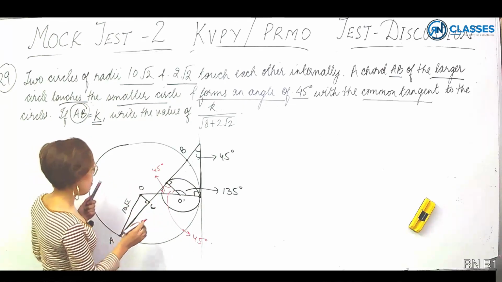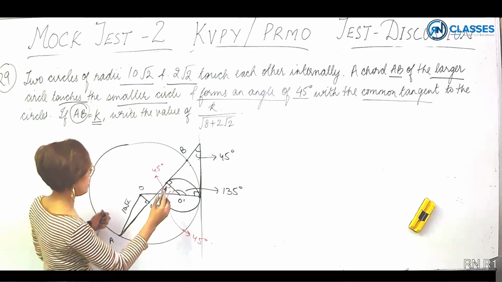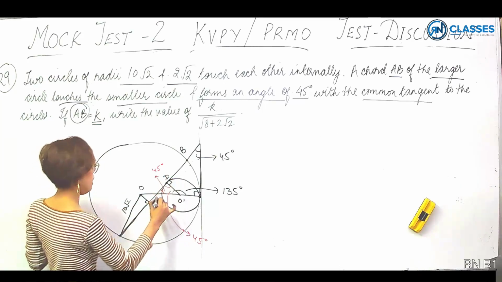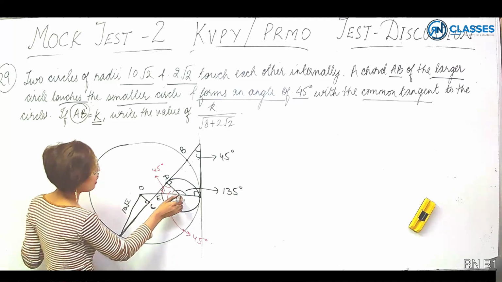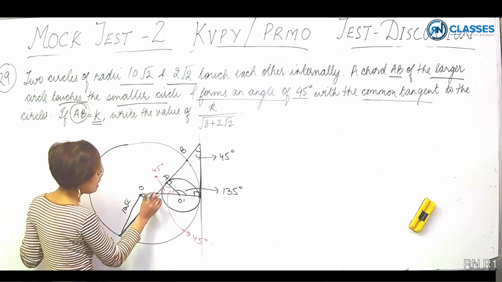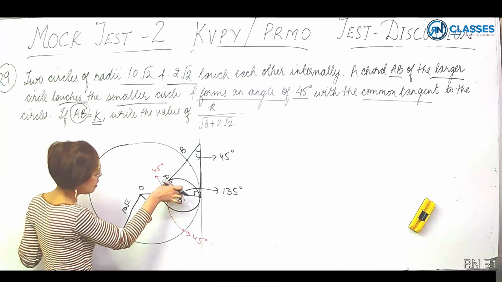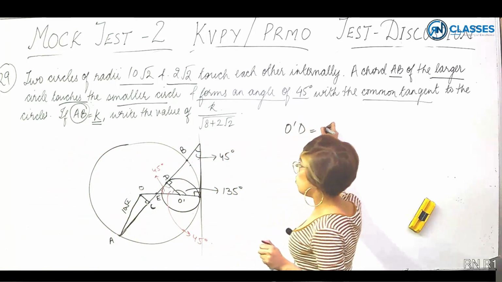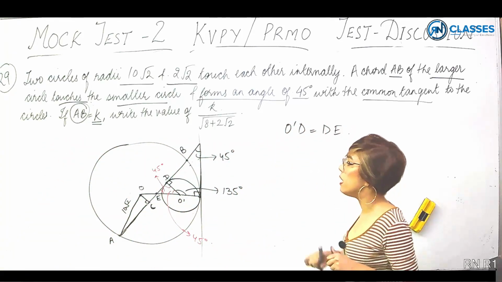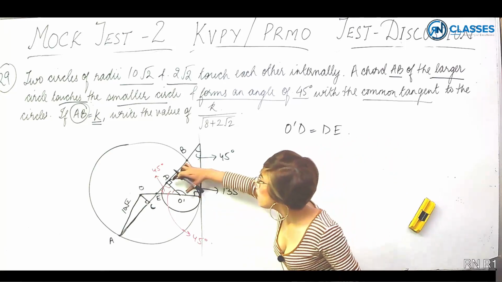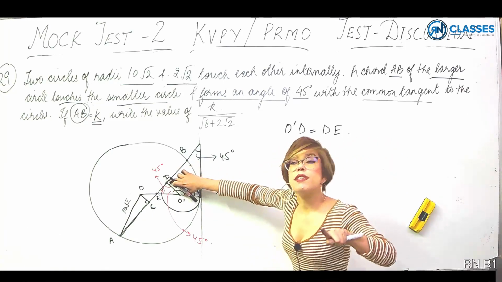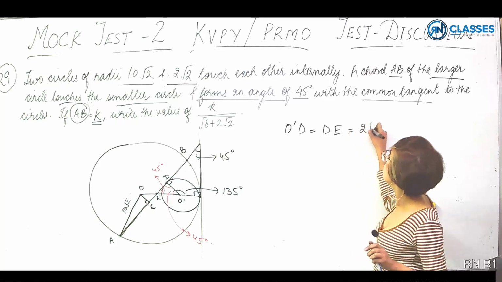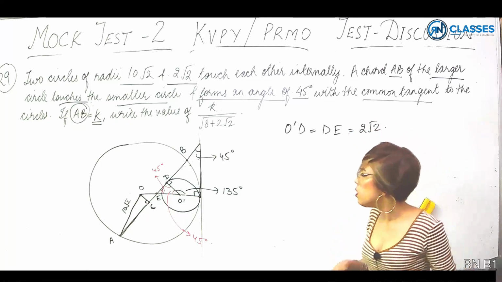Okay. So, let me name this point. This point, let that be D, and this point, let that be E. Now, in this triangle ODE, can I say that this length is equal to this length? OD will be equal to DE. Isosceles triangle is there, right? And OD is nothing but the radius of the smaller circle. This is equal to 2 root 2. We'll see where we have to use it. Don't worry.